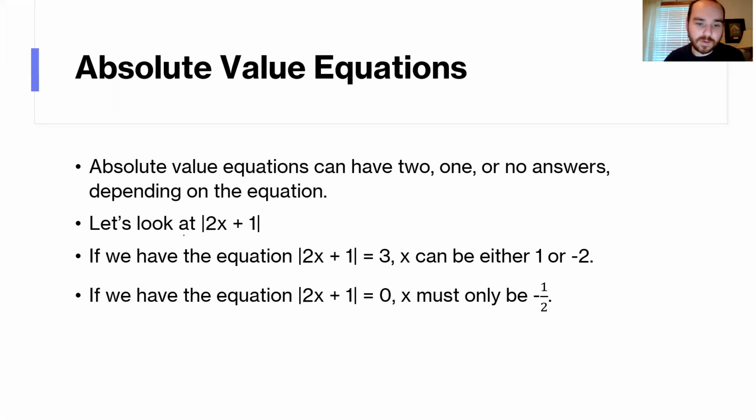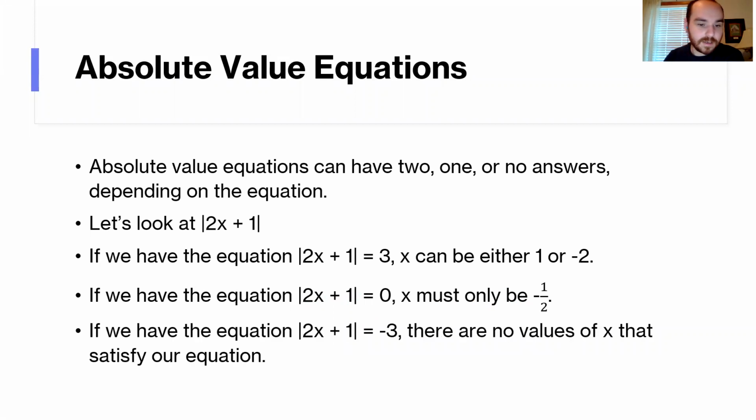If we have the equation absolute value of 2x plus 1 equals 0, x can only be negative 1/2. There's no other value that's going to give you 0 when you plug it into this equation. So there's only one answer. And then if we have the equation absolute value of 2x plus 1 equals negative 3, there are no values of x to satisfy our equation, right? The absolute value of something's always going to be positive, so we can't have a negative answer no matter what we do in here. So that's how you can have 2, 1, or no answers.